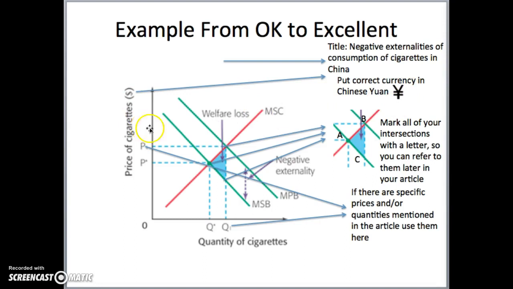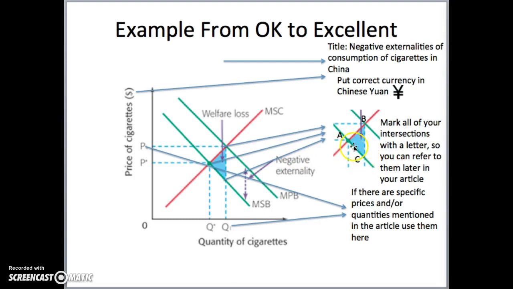Likewise here, we've got a shaded area, but we may label those intersections, as we said on the other slide, A, B, C. So this allows us to easily describe the shaded area of the diagram.